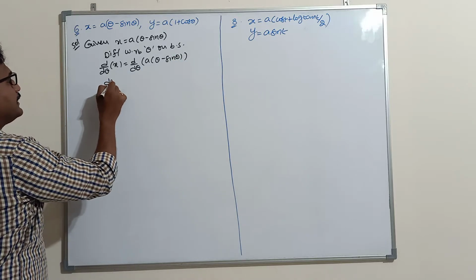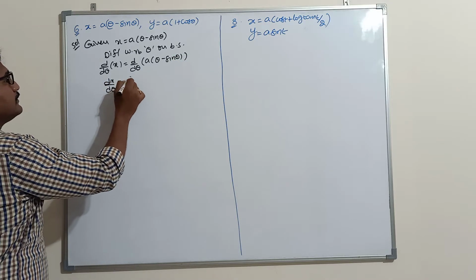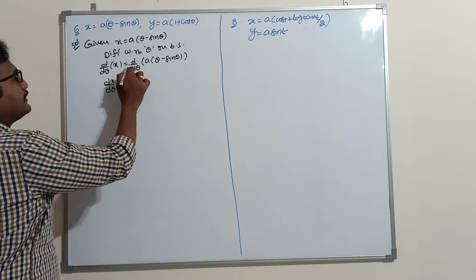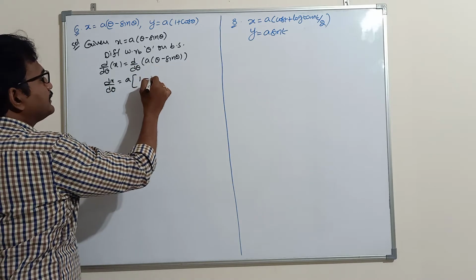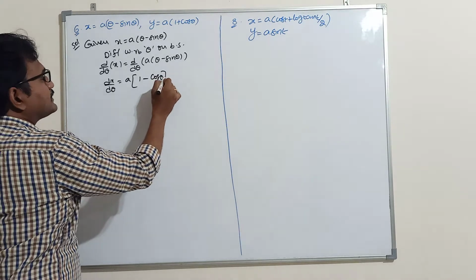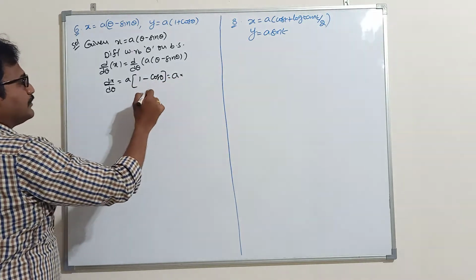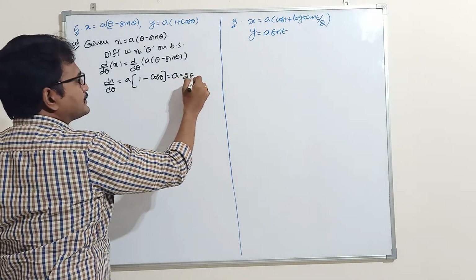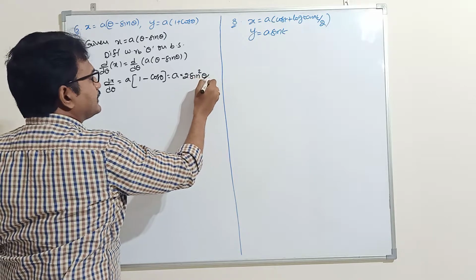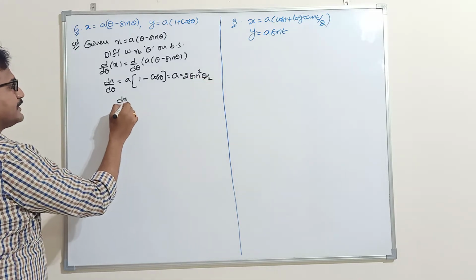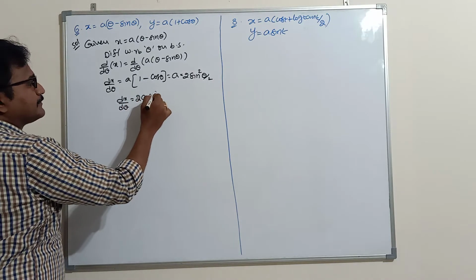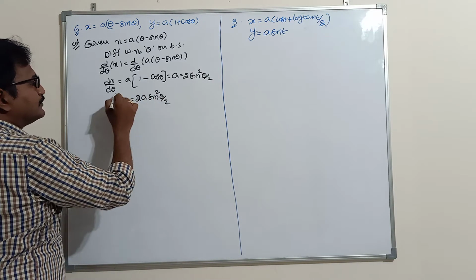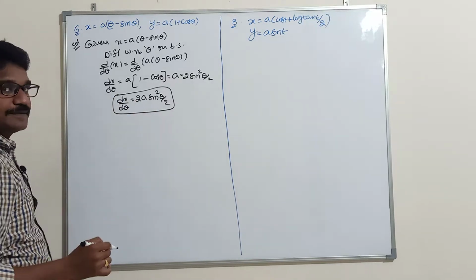So dx by d theta is equal to, a is a constant, the derivative of theta is 1, minus the derivative of sin theta, which is cos theta. a into 1 minus cos theta, and the formula is 2 sin square theta by 2. So dx by d theta is equal to 2a sin square theta by 2. This is the value of dx by d theta.